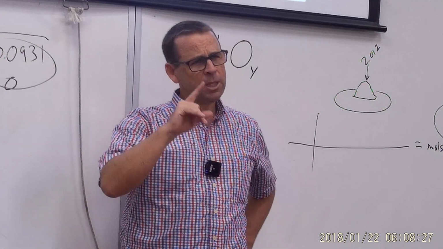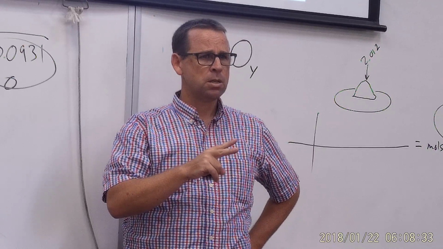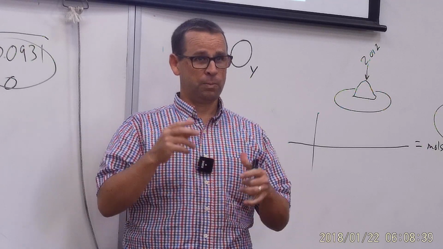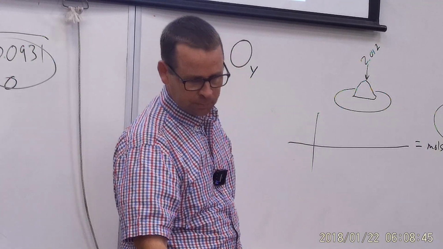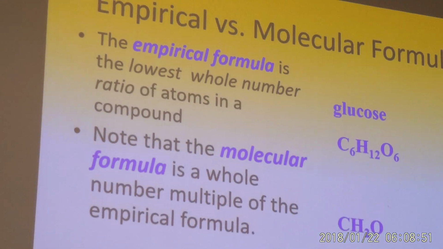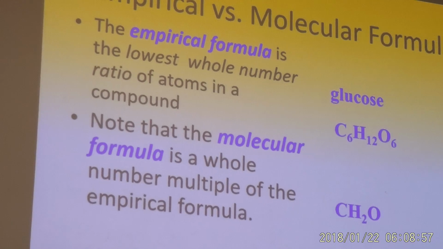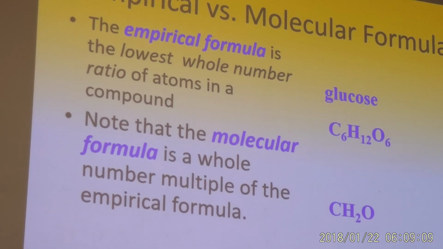Now, what was the difference between the empirical formula and the molecular formula? Empirical and molecular. But here, let's go back to this one. So what's the difference between the empirical and the molecular? Empirical is the smallest ratio, and the molecular is the actual. Yes, very good. The molecular is the actual ratio for all those given molecules.